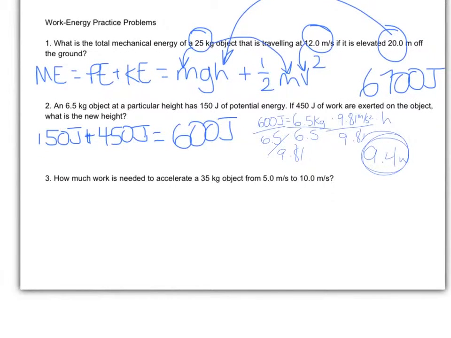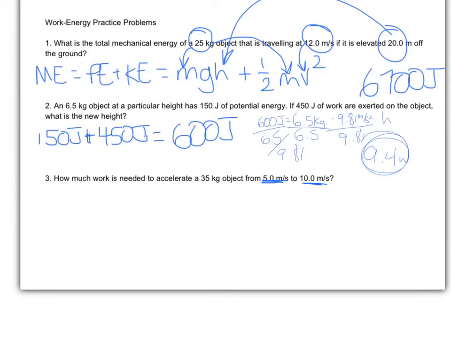For question 3, you're asked to figure out the work that's needed to cause a change in velocity from 5 to 10 meters per second. When you're asked to figure out the amount of work done based on some velocities, what that's really telling you is that the kinetic energy of the object has changed. It's gone from a kinetic energy based on a low velocity to one based on a slightly higher one.